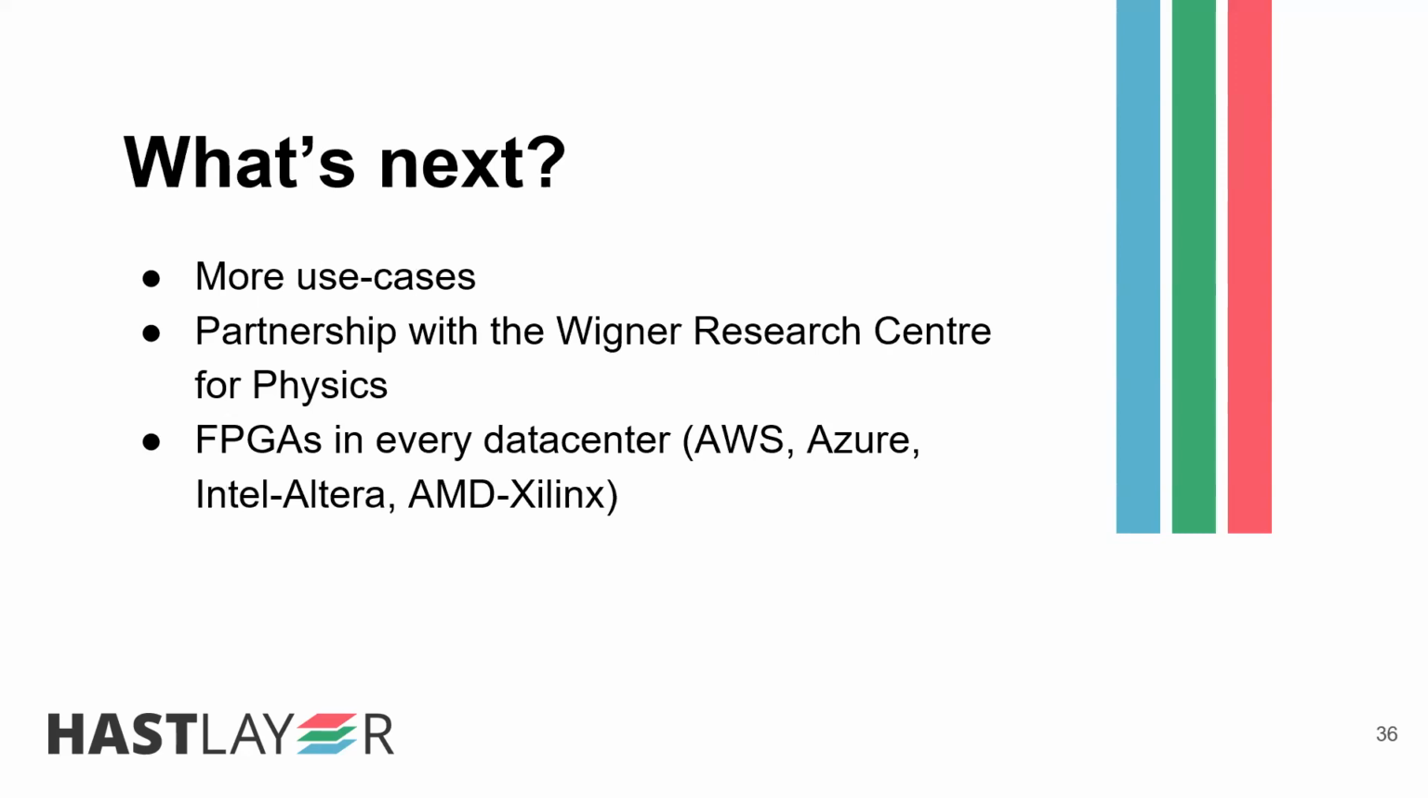Now, what else do we have in mind for the future? We want to have a lot more use cases. So there are use cases, of course, that I didn't mention, just examples, but we want to see more examples of suitable use cases for Hastlayer out in the wild. This is why we also partner with the Wigner Research Center for Physics, because, well, scientific computations, scientific simulations is also an area where performance matters a lot, and FPGAs are already widely used. And be aware that FPGAs are already there in pretty much every cloud. As mentioned, AWS, Azure already have FPGAs. You can just go there and get a virtual machine with an FPGA in it.